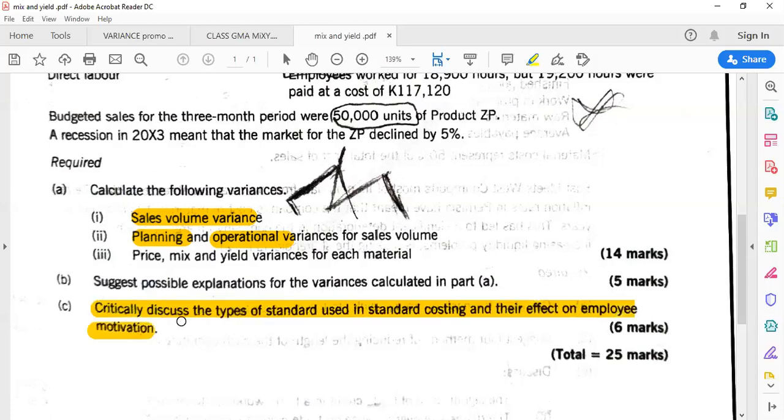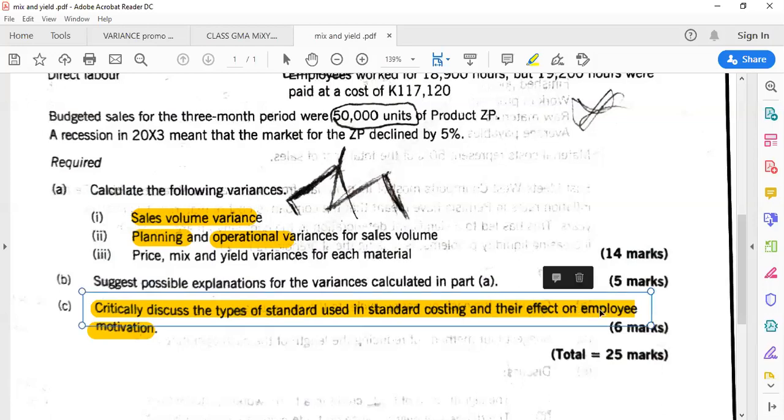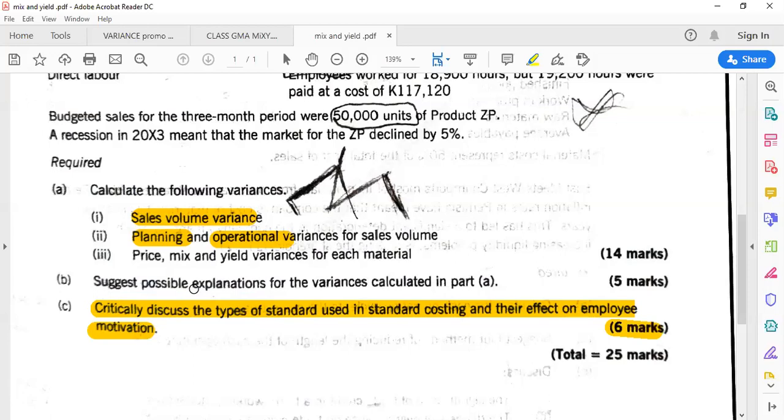Yes, you see what I told you earlier, that you should go and find out the type of standards. We have a question now, and the examiner narrows it down to the effect on employee motivation. Very important question. 6 marks is not a joke. So suggest possible explanations for the variances calculated in part A above. So don't just calculate these variances, but also know what they mean and why they are caused.